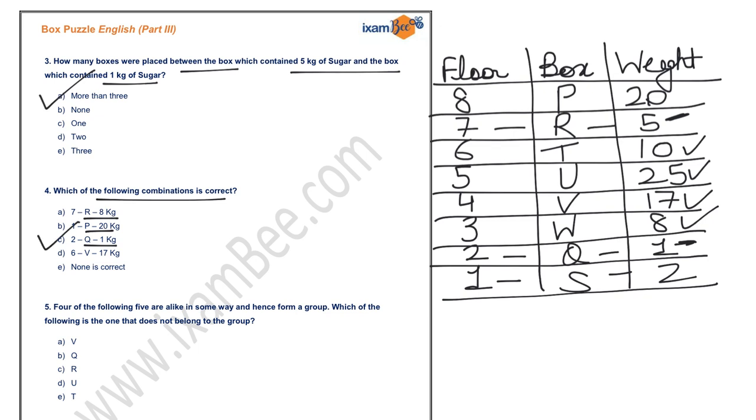Now, 4 of the following 5 are alike in some way, hence form a group. Which of the following is the one that does not belong to the group? So, if you focus on your option, V contains 17 kg, right? Your Q contains 1 kg, R contains 5 kg, U contains 25 kg, and T contains 10 kg. So all the 4 are odd numbers and your last option T is even number. Therefore option E is correct.